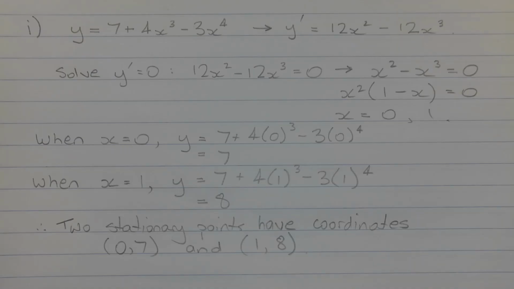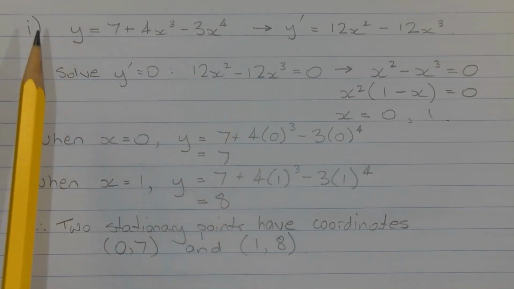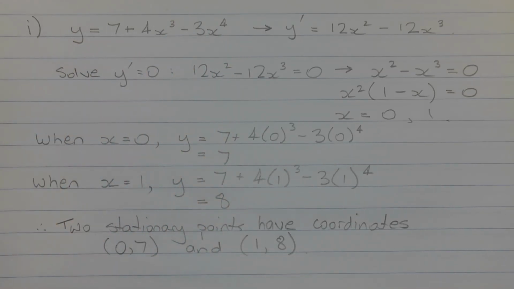To find the x coordinates of the stationary points, we first differentiate y with respect to x in the original function to find the gradient function y dash. We then solve the equation y dash equals 0 to find those x coordinates. Once we have those x coordinates, we substitute those values into the original function to find the corresponding y coordinates.